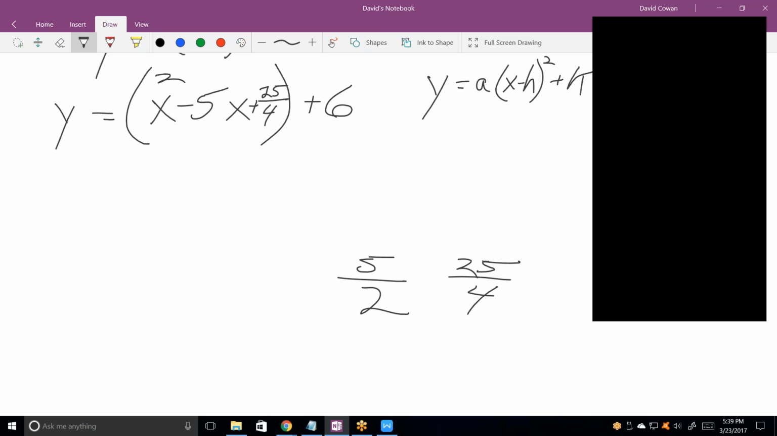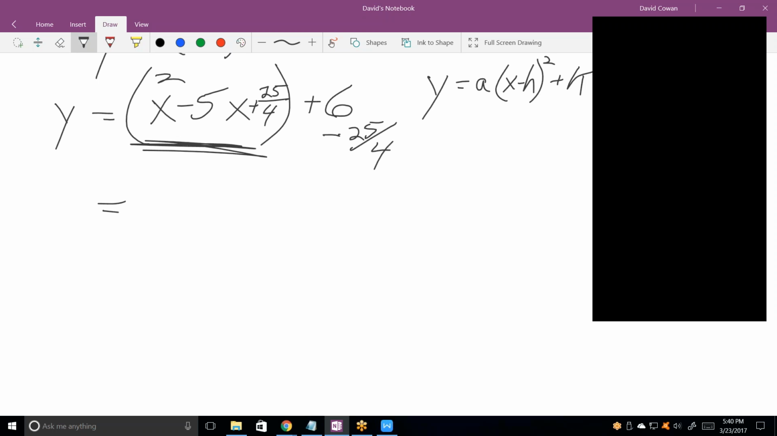Now, I can't just arbitrarily add a number to an equation, but I can if I add 25/4 to the right side, and I also subtract 25/4, then I haven't changed it, right? Okay. Yeah. Okay, so now my equation is the same as it started. The difference is that I can now write that as x minus h quantity squared. Only in our case, it's not h, it's 5/2. So that's what that becomes.